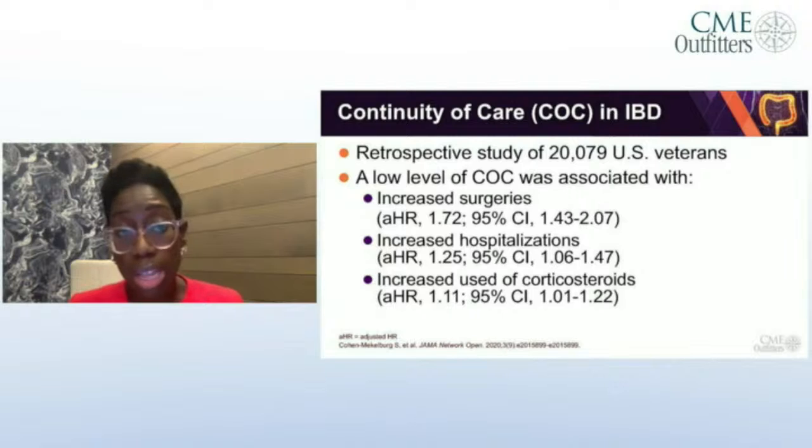In our earlier slide, we saw that Black patients are less likely to be seen by a gastroenterologist regularly. Now we see that low continuity of care is associated with worse outcomes in IBD, and low socioeconomic status as well is associated with worse outcomes. So it's really important to think about the patient in front of you, think about all of these factors, and think about some of the barriers that they might be facing and how you can potentially intervene early.